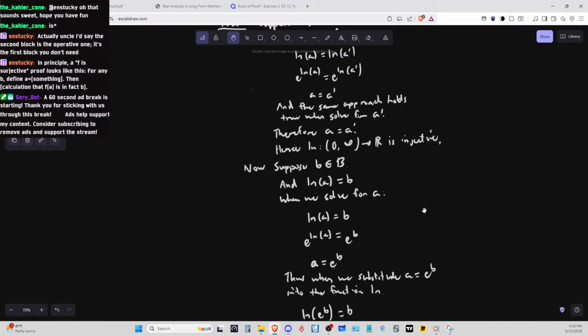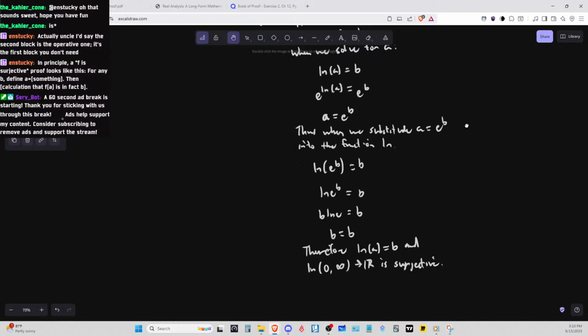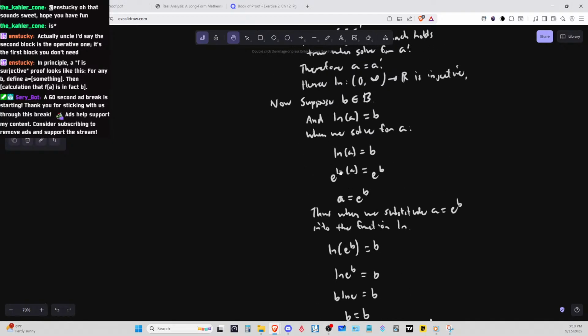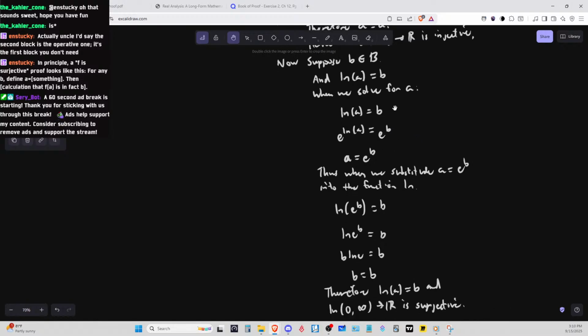In principle, the proof that F is surjective looks like this: for any B, define A equals something, then calculate that f of A is in fact B. So you're saying that this is the important part and this was just the redundant part, right? Is that what you were saying, Stunky? Because you said first block and second block, so I'm guessing the first block is this one and this is the second block. Is that correct?